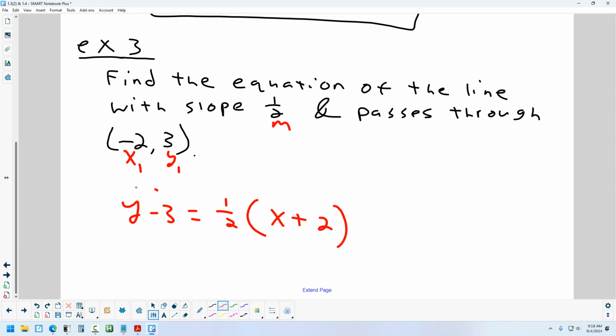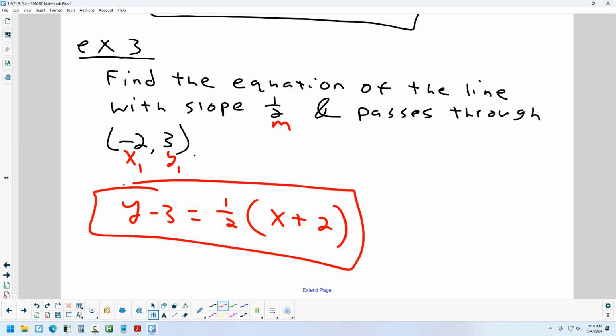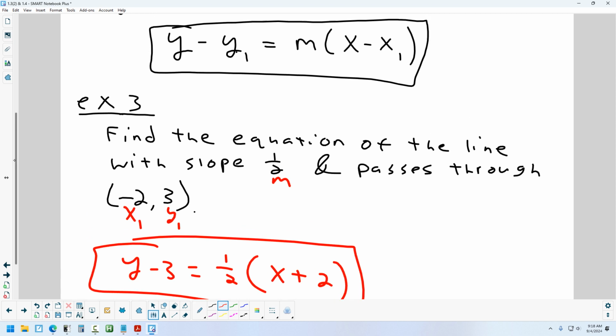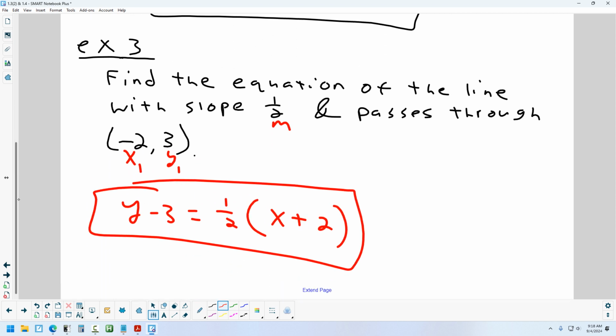Okay. And that's fine. If they don't specify a format you need to leave your answer in, that is an acceptable format. That's point slope. What if they wanted y equals mx plus b? What would be your first step to change that? Yep, I would distribute the 1/2 first.